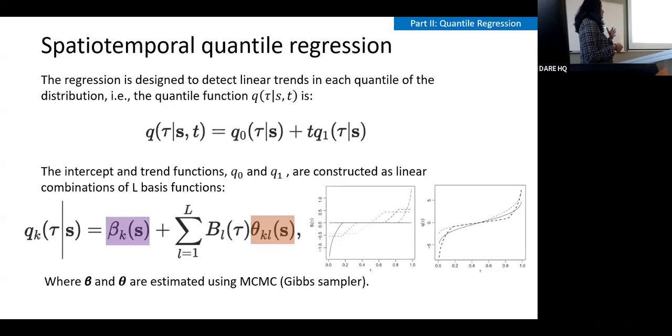These intercept and trend functions are constructed as a linear combination of basis functions. I'm not going to go into a lot of detail in how they're designed, but essentially they are in these shapes so that they would give you quantile functions that are smooth, as in the picture on the right. The quantiles are set up as this formula. And what we are going to need to estimate using MCMC is beta, which is a function of space, and theta, which is also a function of space. That was set up using a Gibbs sampler.